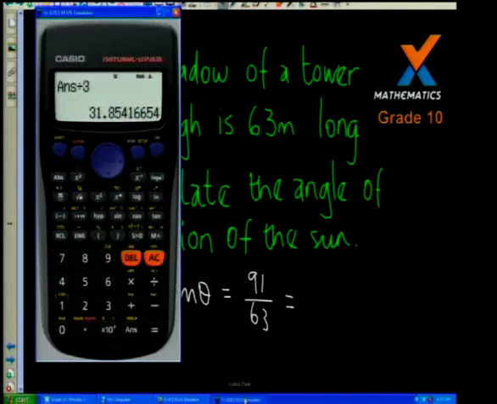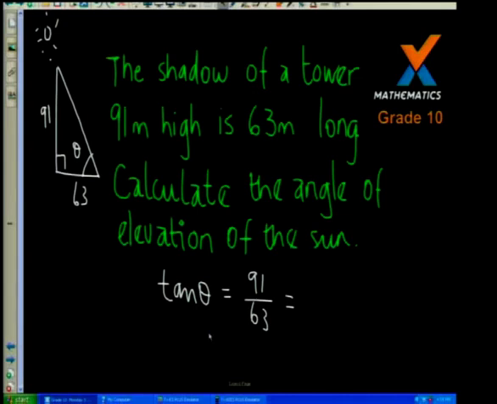And let's see what our friend, the calculator, says about that. So we've got tan inverse of 91 over 63. And let's see what that angle of elevation of the sun is. And it was 55,3. So theta equals 55,3. Right, hope you all had fun.